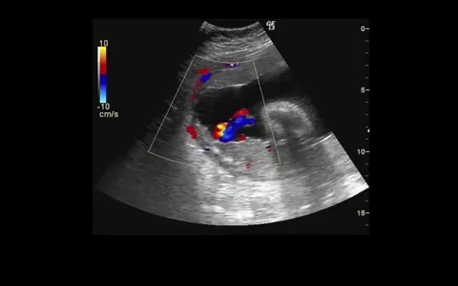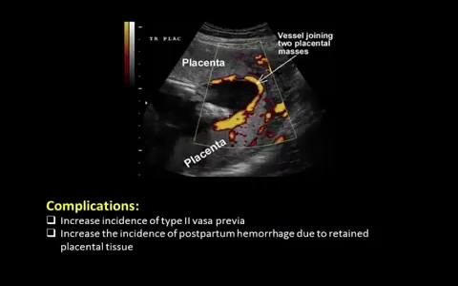Sonographically it is seen as two separate placental discs, of nearly equal size. The cord usually attaches to a thin connecting rim of chorionic tissue which bridges the two lobes. Less commonly the cord may insert into one of the lobes. It carries an increased incidence of type 2 vasa previa. It may increase the incidence of postpartum hemorrhage due to retained placental tissue.